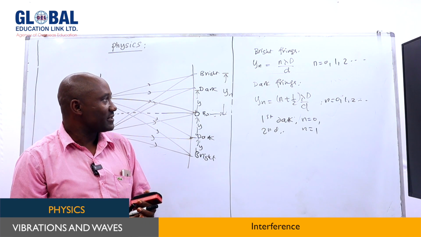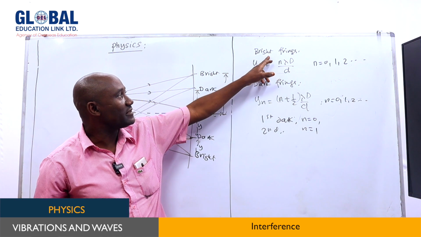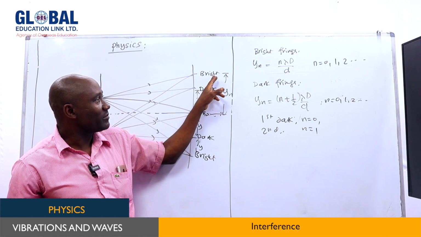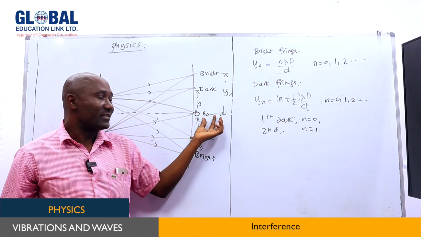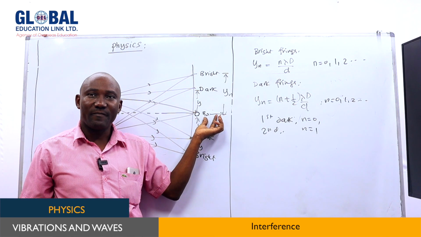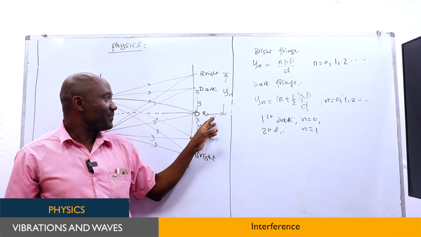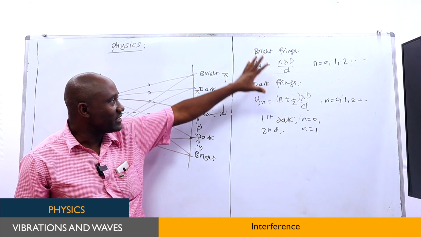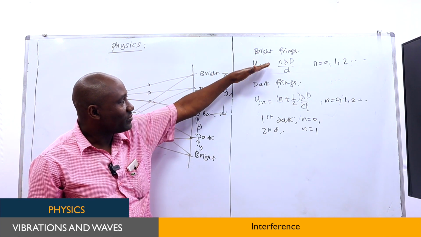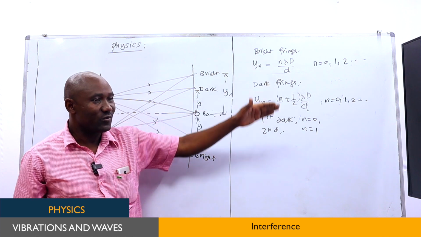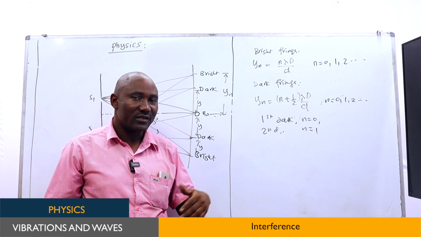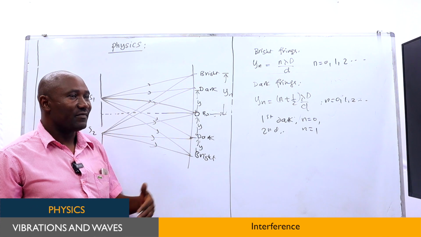So you can see the difference here: the first bright from the central fringe is formed when n equals 1, because when n equals 0, we get the central fringe. So we don't count that. So those are the formulas that we did. At least you should know and be comfortable when you are using those two formulas for the position of the bright fringe or dark fringe. That's how you can find the position.